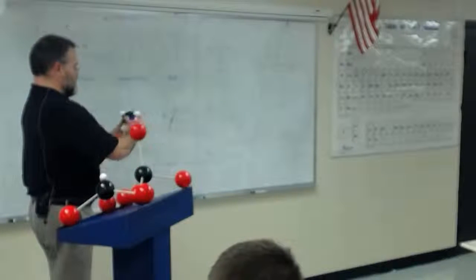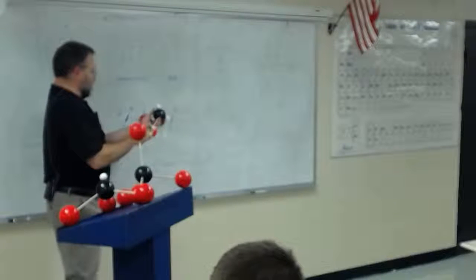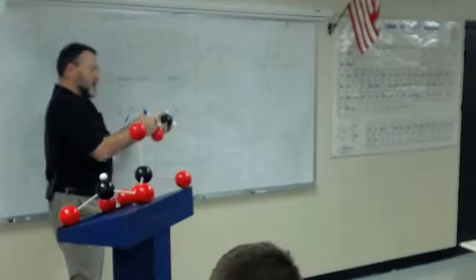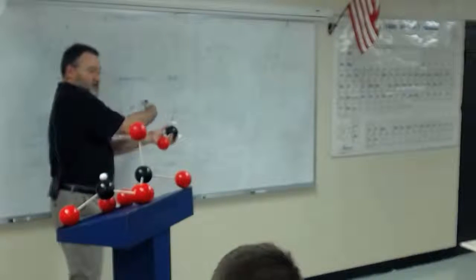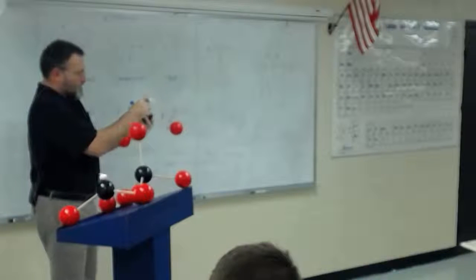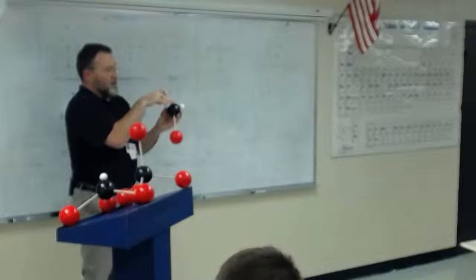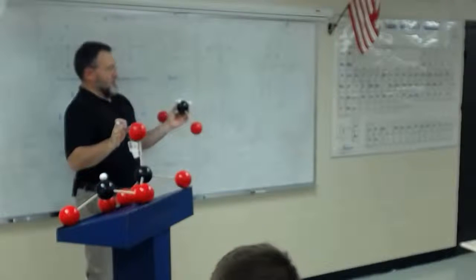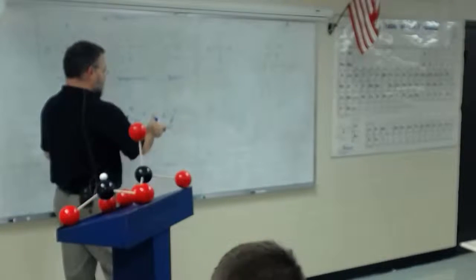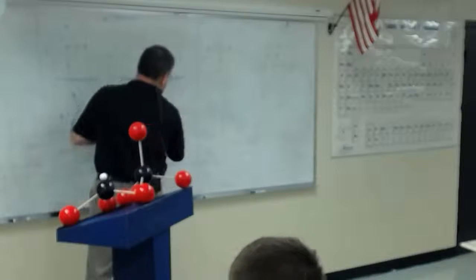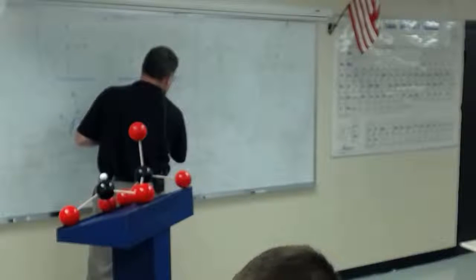Because if I take this pair and put it flush, now I've got this one coming out of the board, this one going back. This bond has been replaced by an unbonded pair. It's joining the other unbonded pair in pushing away the bonds from itself, which means squeezing them closer together, and we end up with a bond angle of 105 degrees.